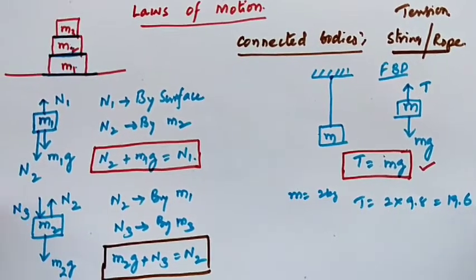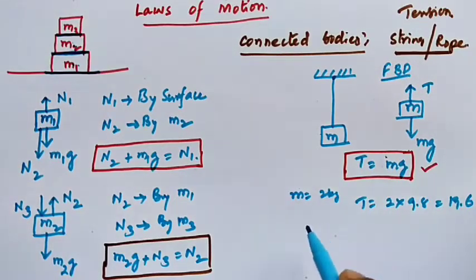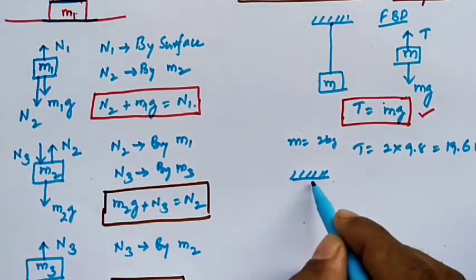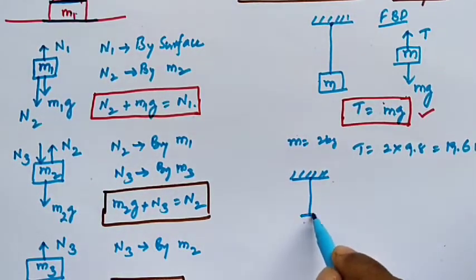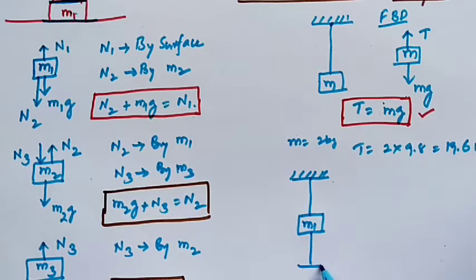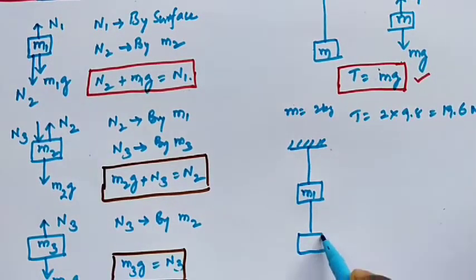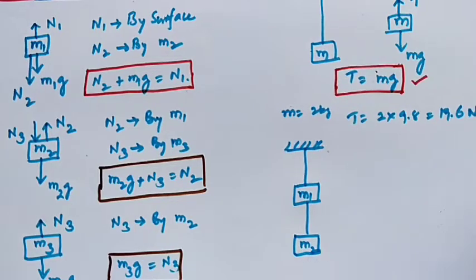Now let us see one more situation. In this situation, there is a ceiling. Here is one string, and a mass M1 is connected. For M1 there is another string, and another mass M2 is connected. Now let us draw free body diagrams for M1 and M2.